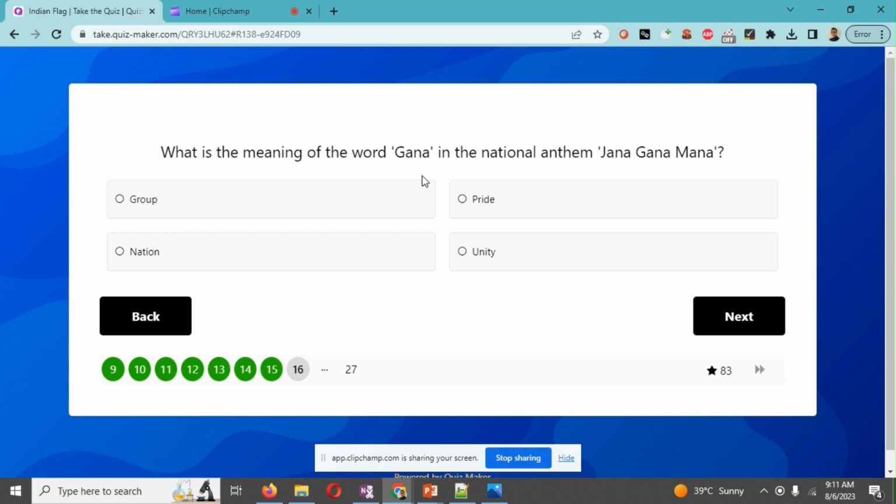What is the meaning of the word Gan in the national anthem Jan Gan Man? Okay guys, you should know कि जन गण मन जो है वहाँ पे हर एक वर्ड का एक तात्पर्य है. जैसे जन गण मन अधिनायक जय है, भारत भाग्य विधाता. तो हर एक वर्ड का एक significance है. So Jan means people, Gan means group, and Man means mind. जन गण मन, लोग, लोगों का group और उनका mind. So the correct answer is group.